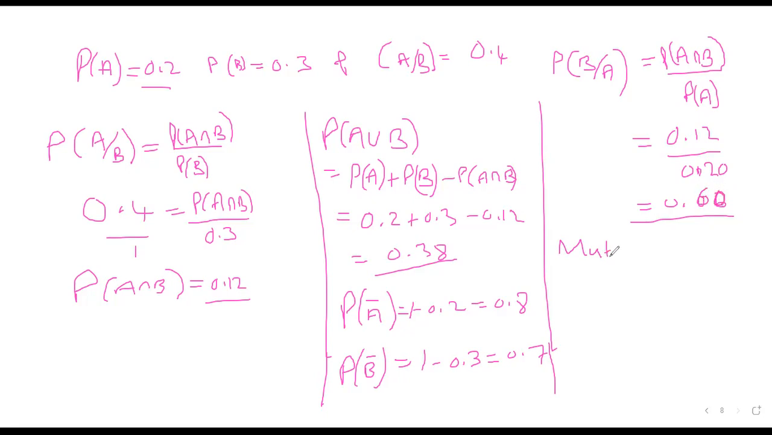How do we know A and B are mutually exclusive? If the intersection is equal to 0. So A and B are mutually exclusive if their intersection is equal to 0. Otherwise, we say they're not mutually exclusive. A intersection B was 0.12, which is not equal to 0. So we say they are not mutually exclusive.